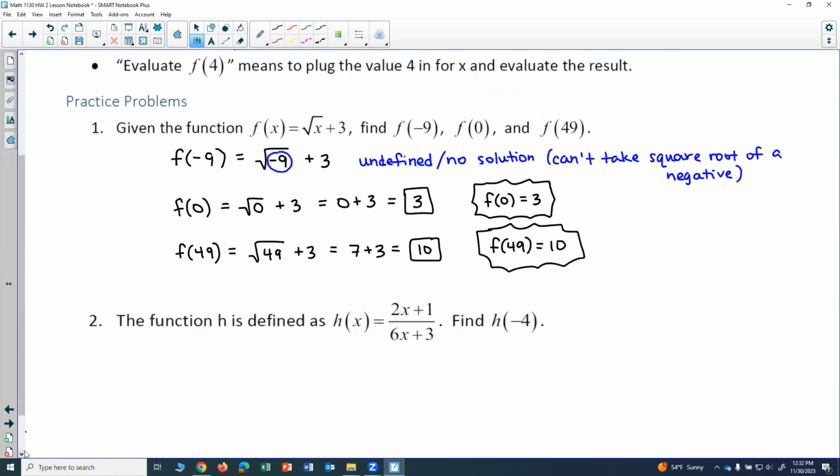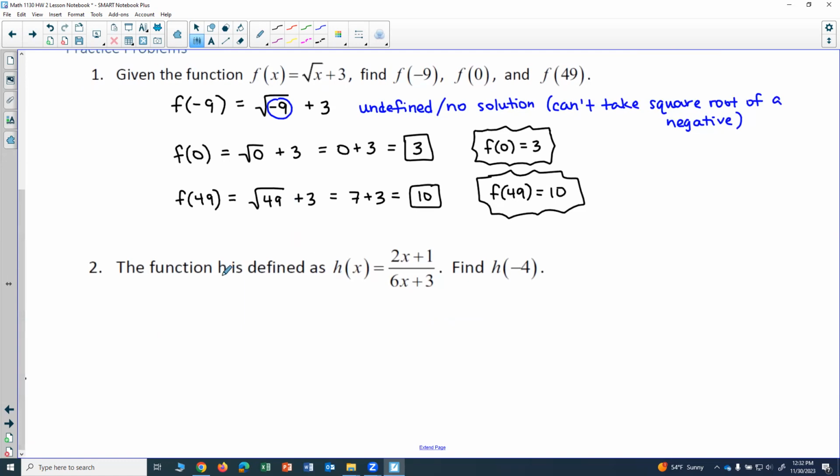Let's do one where we have a rational function. So we have a function h defined as h of x equals quantity 2x plus 1, and that whole quantity is over the quantity 6x plus 3. We want to find h of -4. So h of -4 means that -4 is going to be the x value or the input value. So I'll have 2 parentheses, -4, close the parentheses, plus 1. All of that is over 6 times -4 plus 3. So I'm taking the -4, I'm putting it into this expression everywhere I see an x. And now I just work it out.